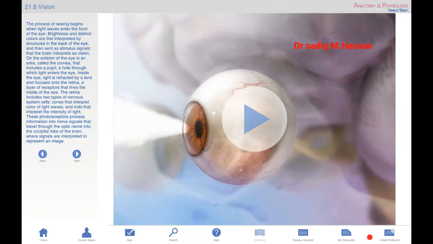So let us see how vision works. The process of vision, or of seeing, begins in the eyeball. So let us see this video.